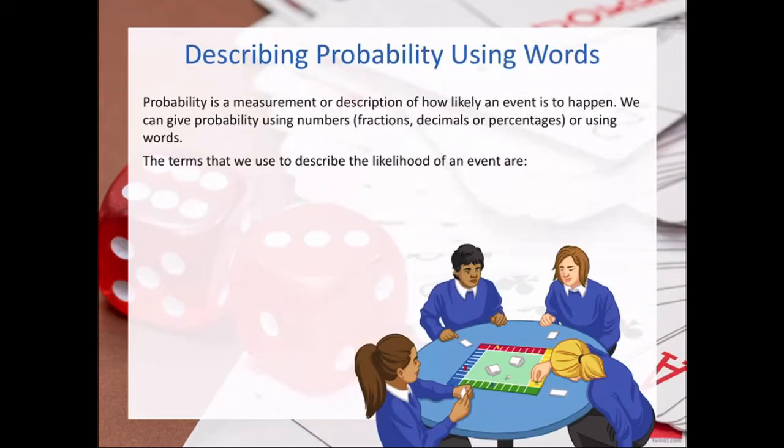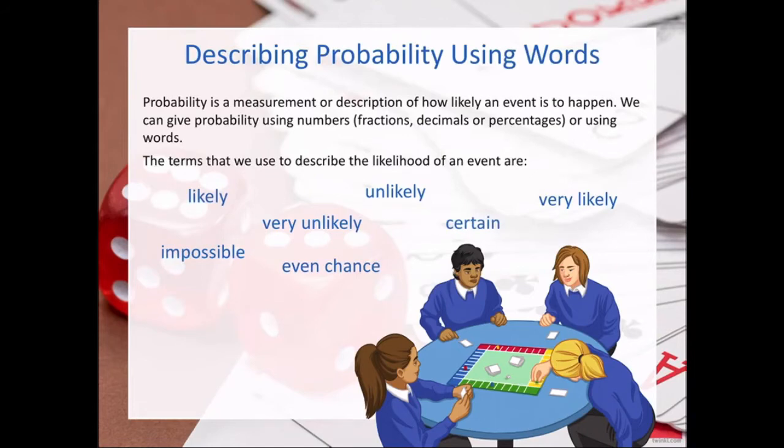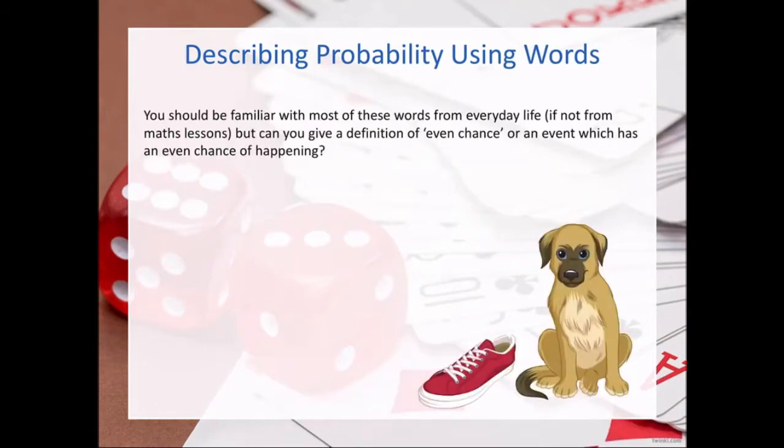The words that we might use to describe probability. Probability is measurement or description of how likely an event is to happen. We can give probability using numbers, fractions, decimals or percentages, or using words. The terms that we use to describe the likelihood of an event are very unlikely, even chance, unlikely, very likely, certain, likely, and impossible. You should be familiar with most of these words from everyday life, if not from maths lessons.